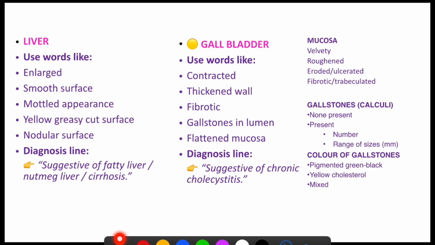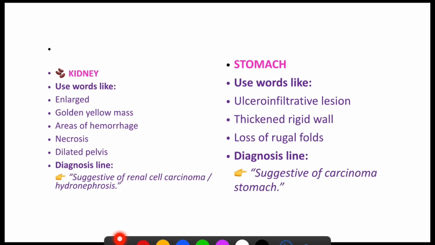Gallstone, whether present or absent, if present, what are the numbers and size of the gallstone, and don't forget to say color of the gallstone, whether it is pigmented, green, black or yellow or mixed in color, right? Now, for the kidney, whether it is enlarged, golden yellow, areas of hemorrhage, necrosis, dilated pelvis. These are all words related to renal cell carcinoma. If it is dilated pelvis, hydronephrosis.